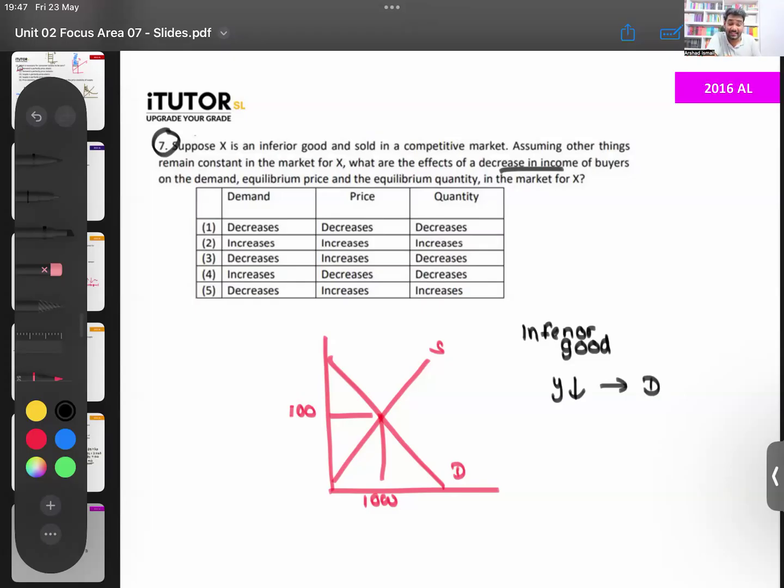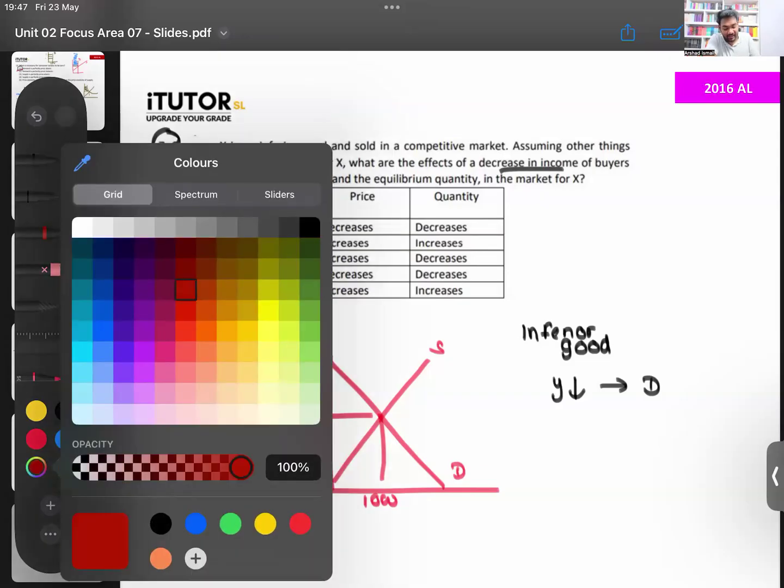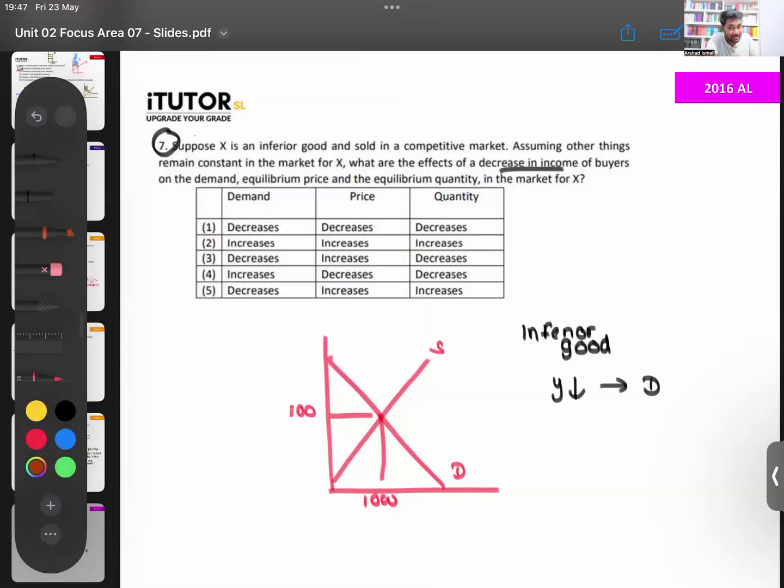If people's income comes down, demand for an inferior good will increase, unlike a normal good, which decreases. Inferior good has a negative relationship. When you're poor, you buy more inferior goods. So if income decreases, my demand for the inferior good will increase. A rightward shift of your demand curve. Demand will increase. Now look at this and see what happens to equilibrium price? What happens to equilibrium quantity?